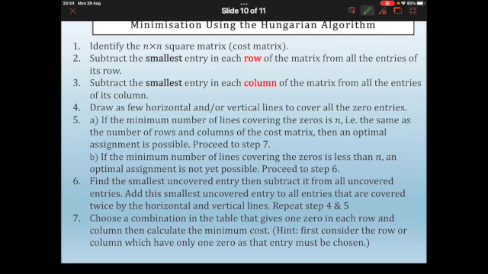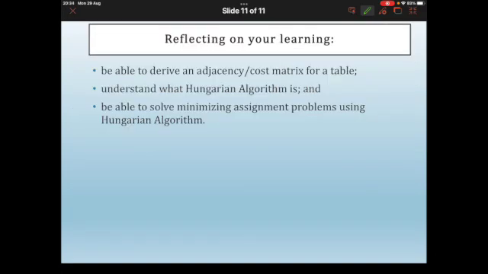Alright, that is the lesson for today, and you should understand how you could derive an adjacency or cost matrix from a table, understand what the Hungarian algorithm is, and be able to solve minimizing assignment problems using the Hungarian algorithm. Tomorrow, we look at maximizing. Maximizing is basically the same as minimizing, but there's just one extra step. Same with unbalanced, which means if I've got 3 workers and 4 jobs, there's 1 extra step.